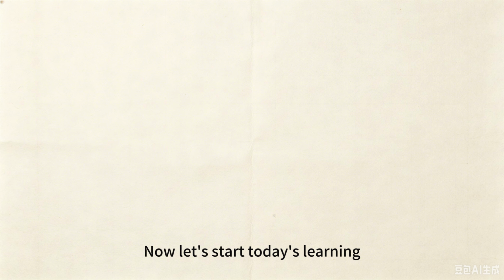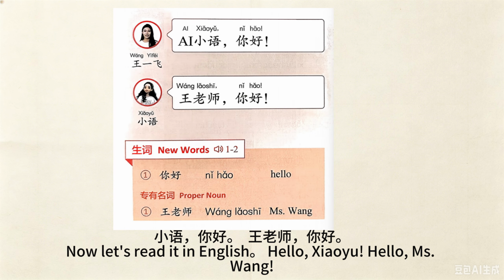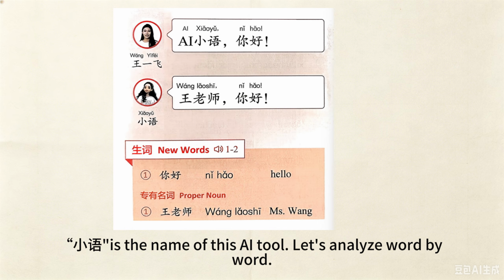Now let's start today's learning. This is a conversation of greeting each other. Let's read it first. 小雨,你好,王老师,你好. Now let's read it in English. Hello, 小雨. Hello, Miss Wang. 小雨 is the name of this AI tool. Let's analyze word by word.